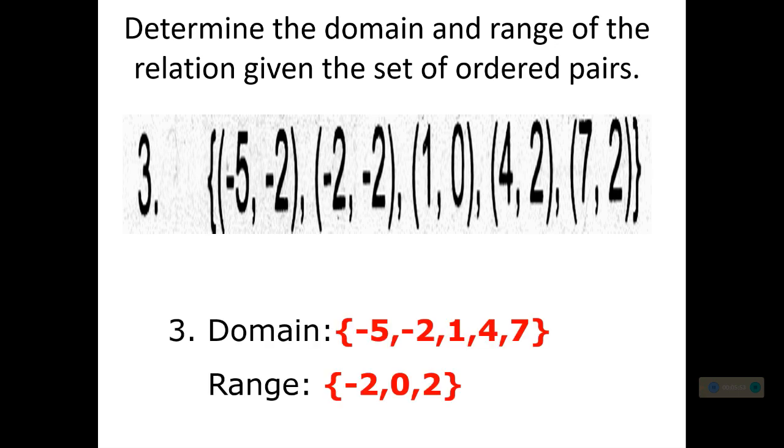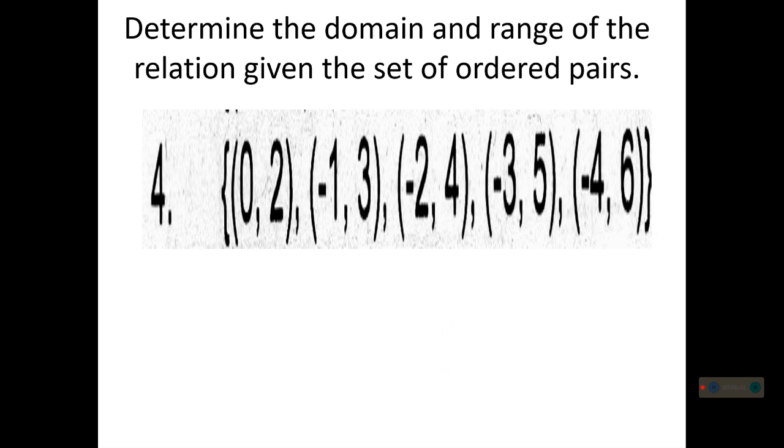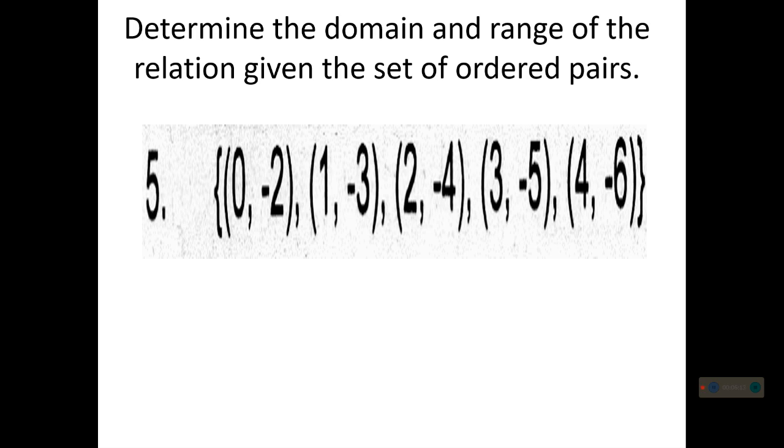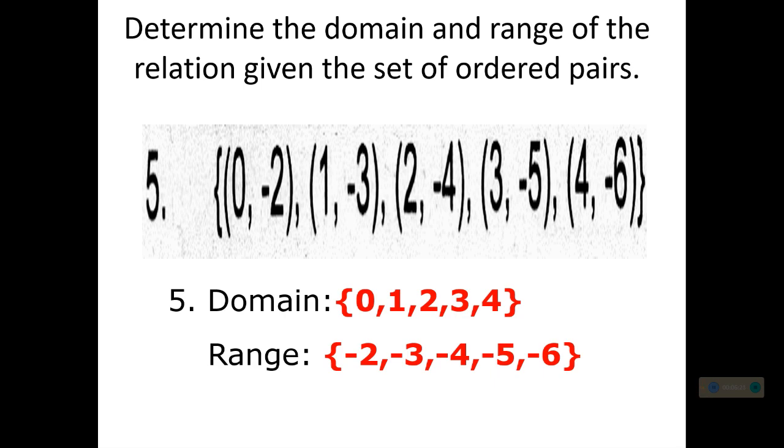Next, number 3, the domain will be negative 5, negative 2, 1, 4, 7. And the range will be negative 2, 0, 2. Next, number 4, let's have the domain and range. Correct. The domain will be 0, negative 1, negative 2, negative 3, negative 4. And the range will be 2, 3, 4, 5, 6, correct. Next, number 5, the domain will be 0, 1, 2, 3, 4, and the range will be negative 2, negative 3, negative 4, negative 5, negative 6. Is there any question?